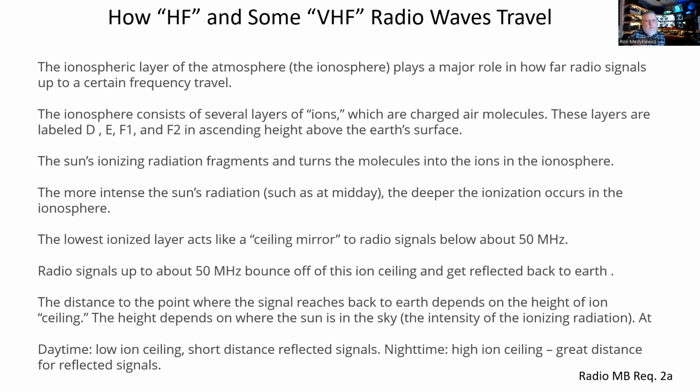So what happens is these signals, once they're transmitted, get reflected or repelled by the lowest ion layer in the ionosphere. And the height of the lowest ion layer varies. During the day, it's very, very low. And as the sun goes to the other side of the Earth, it rises considerably. So daytime, there's a very low ion ceiling when the sun is overhead.